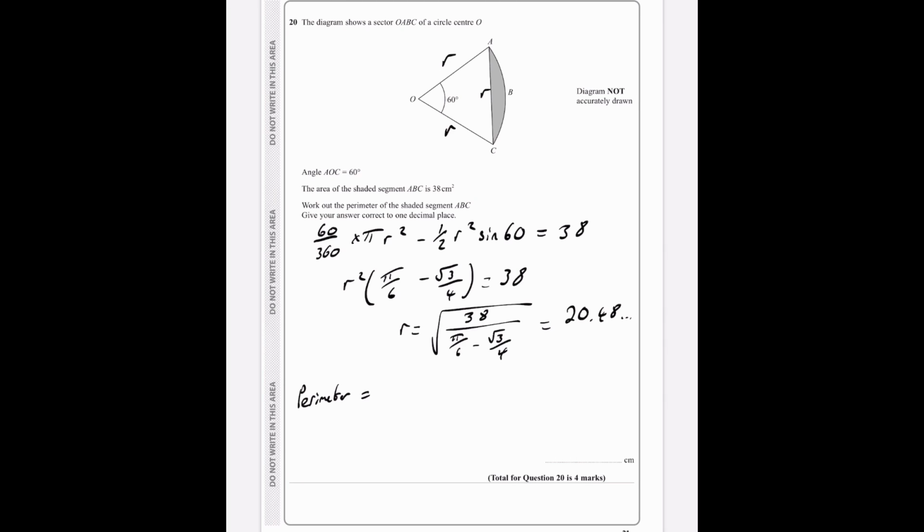And then all that's left is to find the perimeter. So we've got an r there, and then we need the arc length, ABC, which is 60 360ths of 2 pi r. Using the answer function on my calculator again to avoid rounding. When we add that all up, it comes to 41.9 centimetres.